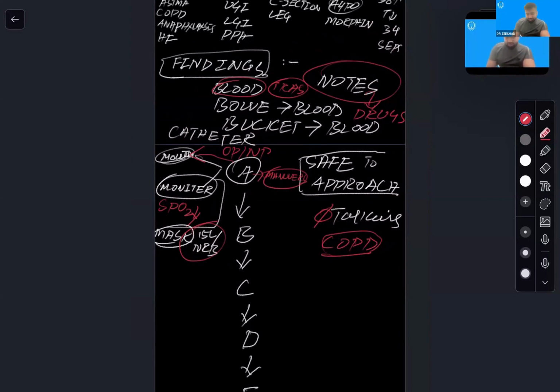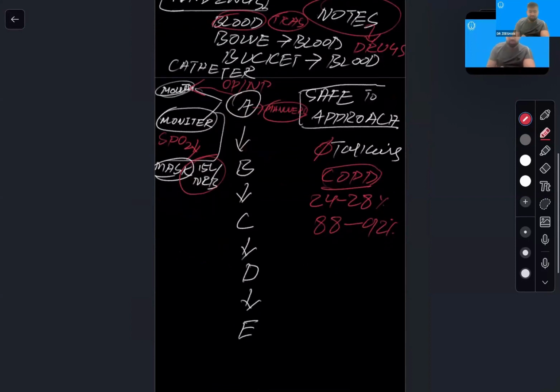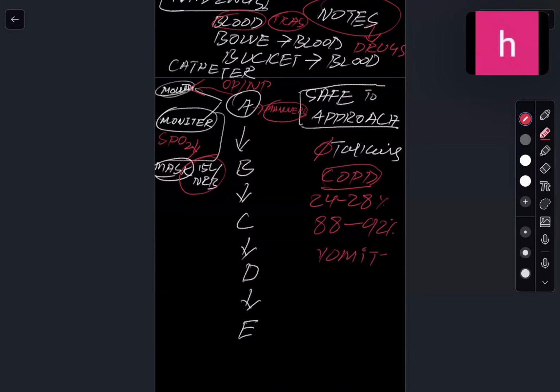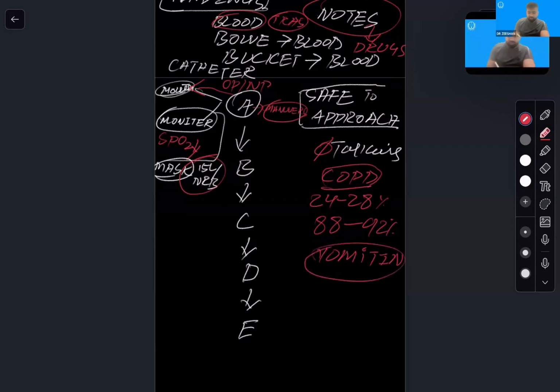And how much target oxygen? 24 to 28. You have to verbalize it. How much oxygen? 24 to 28%. And your target range is 88 to 92%. Will you remember that? If the patient is in part A and vomiting, what will you do? Nasal cannula. If the patient is vomiting, you will go for the nasal cannula.